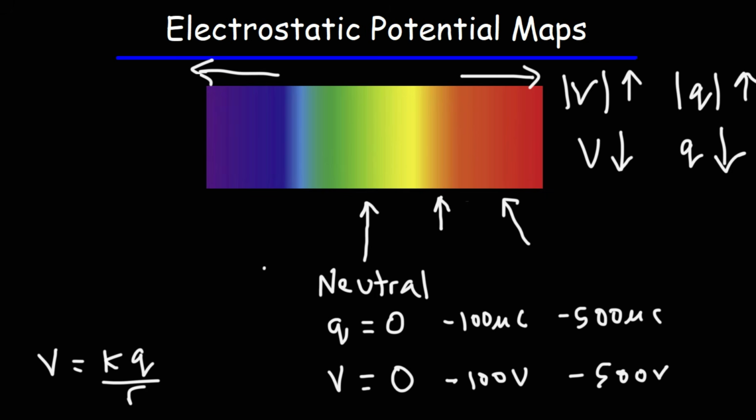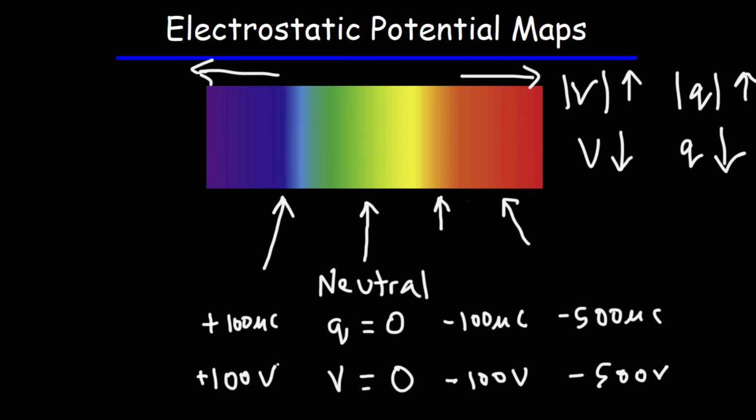Now on the other side, let's say this light blue region, Q is going to be positive. So it might be positive 100 microcoulombs. And the electric potential is going to be positive 100 volts. As we get to the darker blue areas, it's going to be even more positive. So this might be positive 500 microcoulombs with an electric potential of positive 500 volts. So I want to help you to see the numbers here.